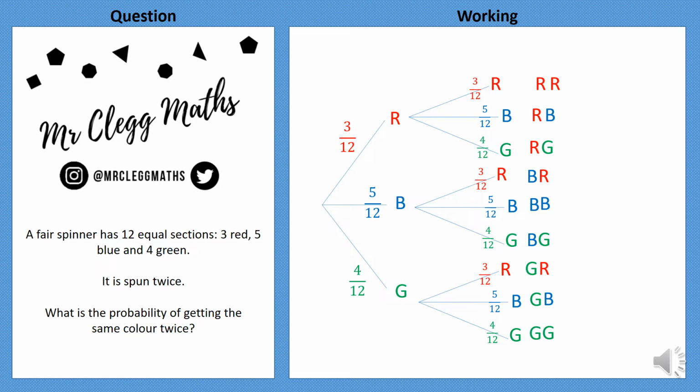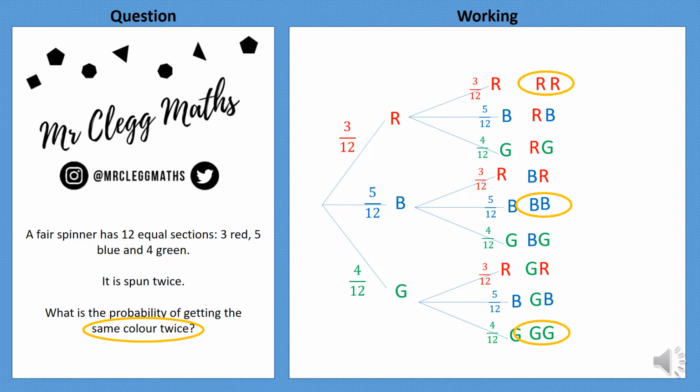But now I'm going to go back and read the question, because it's actually asking me, what is the probability of getting the same colour twice? Well, if we look at our outcomes, that only occurs 3 times. Look, I can get red and red, I can get blue and blue, or I can get green and green. So actually, to answer this question, I only need to figure out those probabilities.